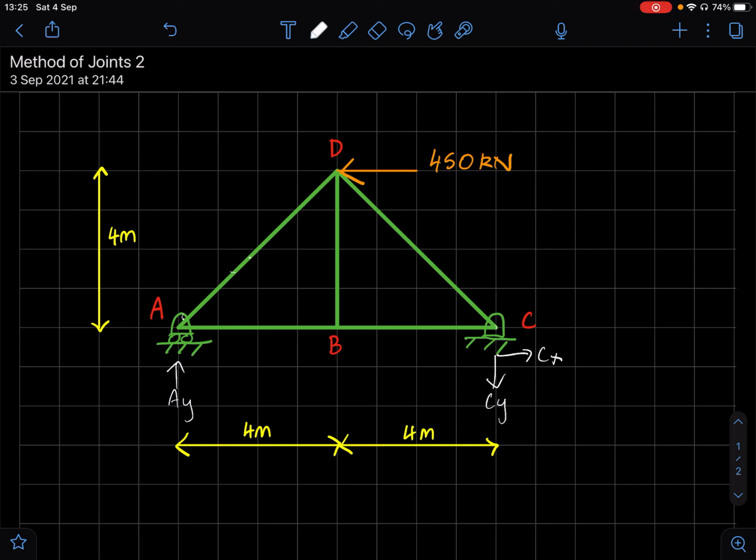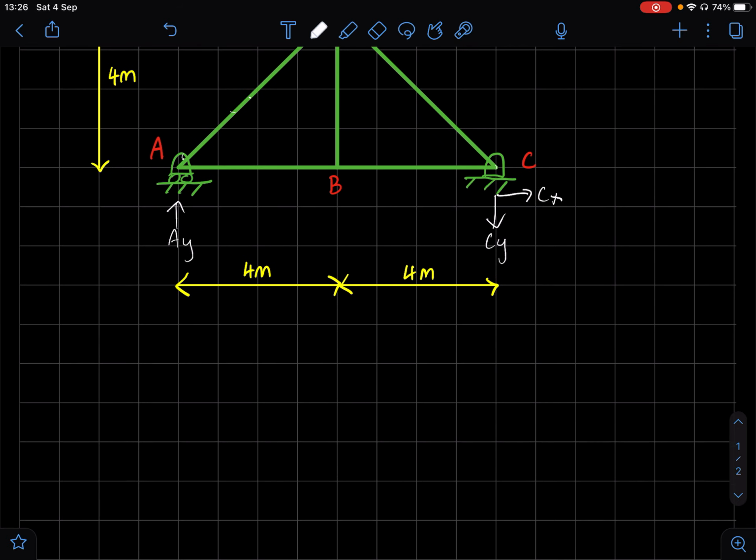Okay. And this time let's begin the problem by obtaining the values of these support reactions first. Because if we were to look at joint D first, we have three unknowns. That's the DA, DB, and DC members, right? So I think it's easier if we just find the support reactions first and then work our way up the truss. Okay, so sum of the moments about C, going to define positive as counterclockwise.